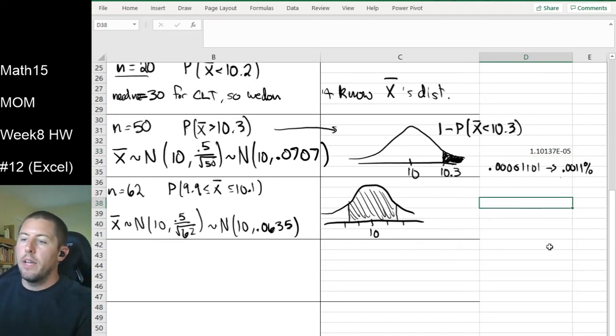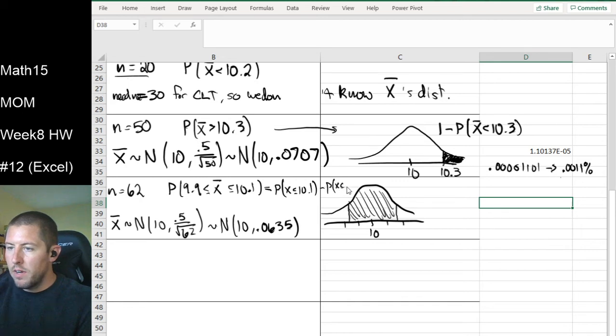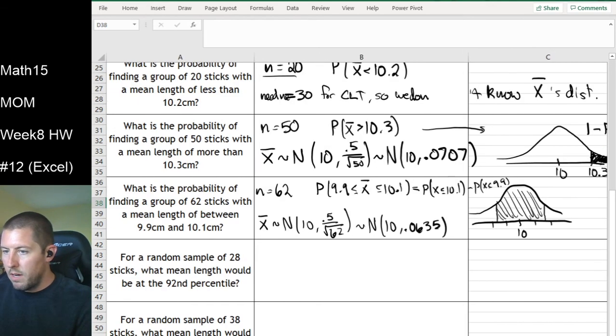What I'm thinking now is we need to write this a little bit differently, as the probability that x bar is less than or equal to 10.1 minus the probability that x bar is less than or equal to 9.9. The reason we're thinking this is because of the picture I'm about to draw.